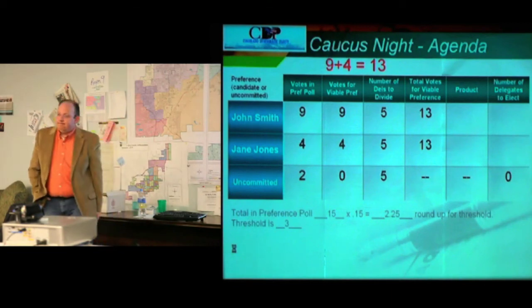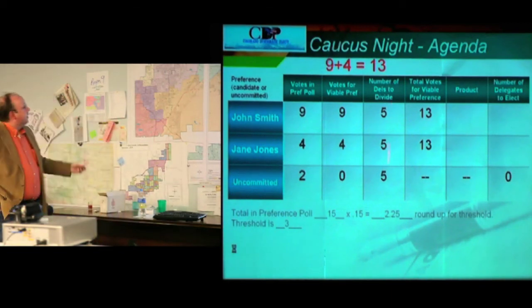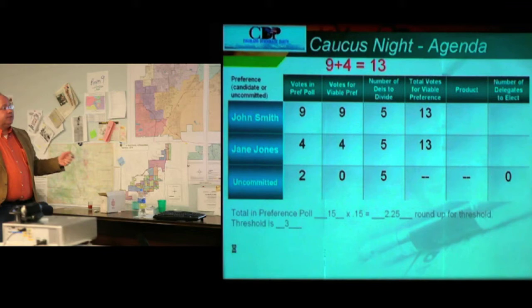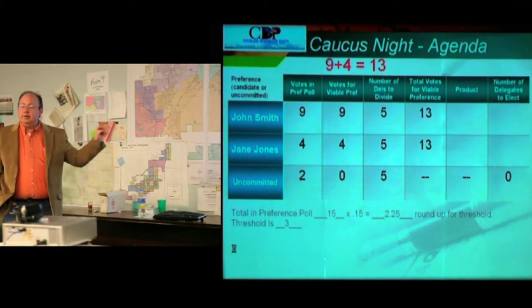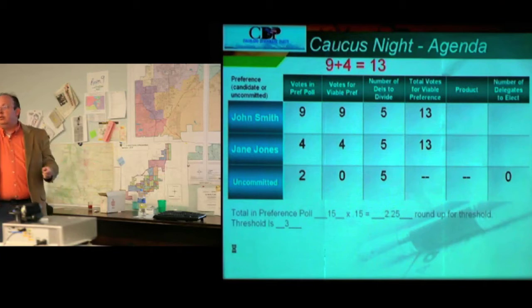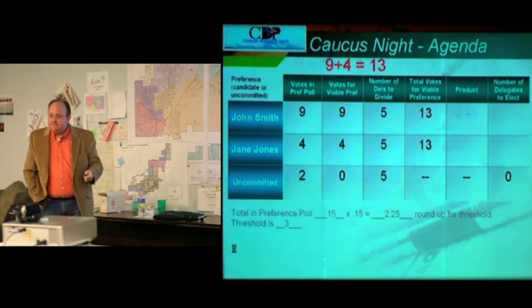Yes? Yeah, sorry, the 5s in the third column, what is that? That's the number of delegates you have for this particular imaginary precinct. Different precincts, those are the number of delegates you're electing total to the county assembly.